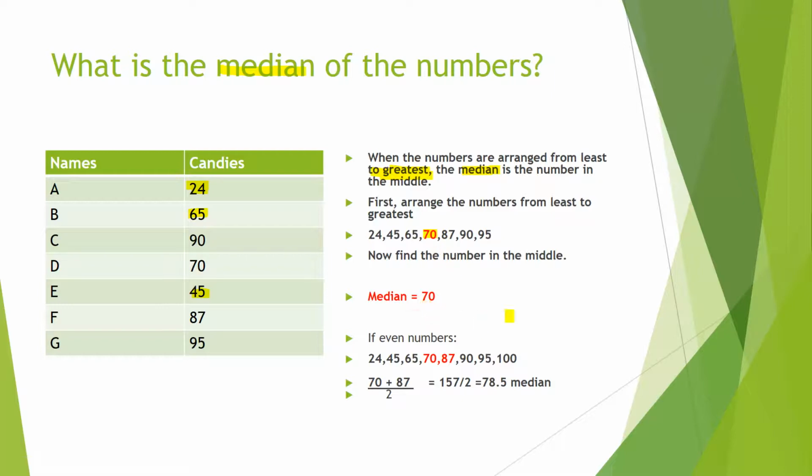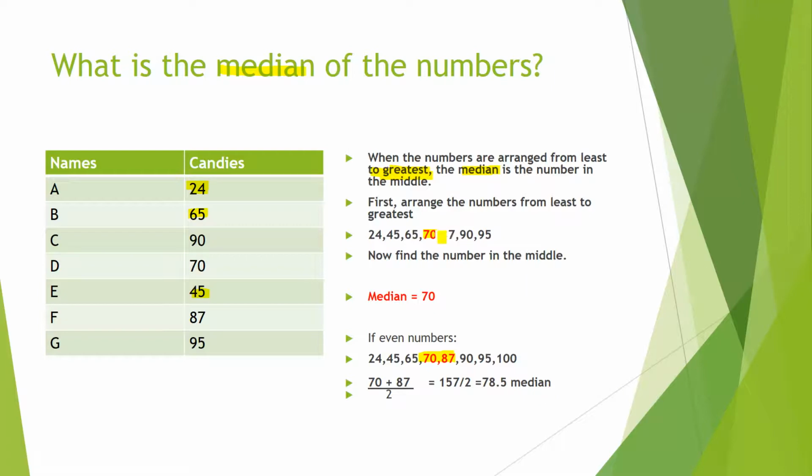But if the numbers are even, these are odd numbers, 7 numbers. If I add one more number here, suppose I have added 100, now it is even: 1, 2, 3, 4, 5, 6, 7, 8. When there are even numbers, always 2 numbers will come in the middle. So in the middle, 70 and 87, these 2 numbers come in the middle. You have to add these 2 numbers and divide by 2, which is 157 divided by 2, equal to 78.5. That is the median.